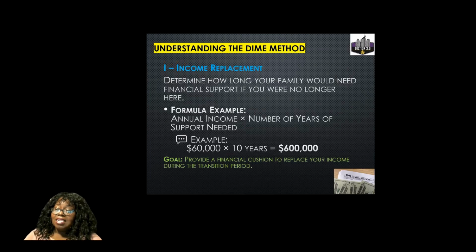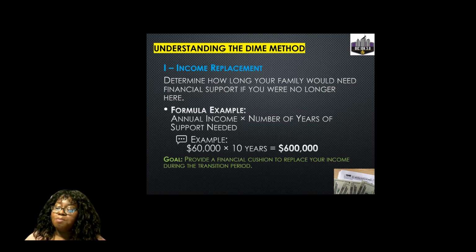And when we're looking at the income replacement, you want to determine how long your family will need your financial support if you were no longer here. There is a formula that we use, and it's your annual income times the number of years support is needed. I have an example where if you contribute to your household, you're bringing in 60,000 a year, you want to protect up to 10 years. So just looking at income replacement alone, you will need up to 600,000 of proper life insurance to replace your income if something happens.